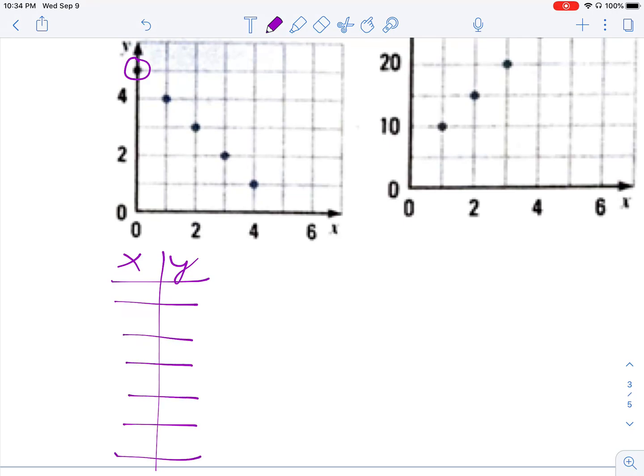So at this point, you have an x value at 0, you have an x value at 1, 2, 3, and 4. When the x value is at 0, your y value is at 5. When your x value is at 1, your y value is 4. At 2, it's 3. At 3, it's 2. And at 4, it is 1.